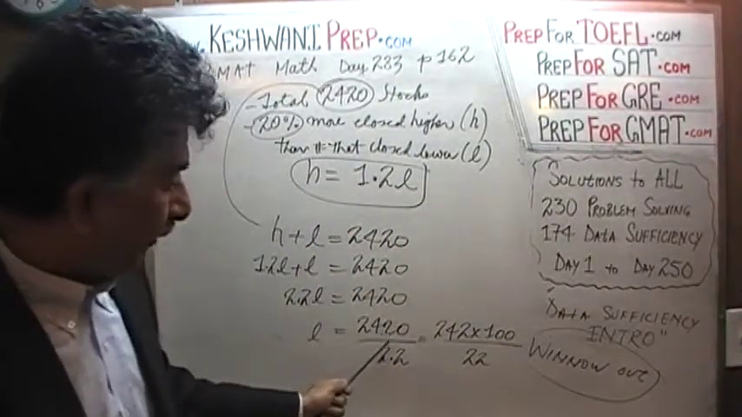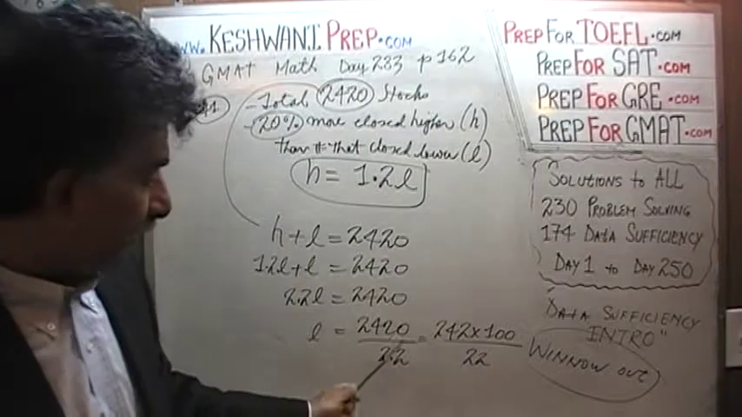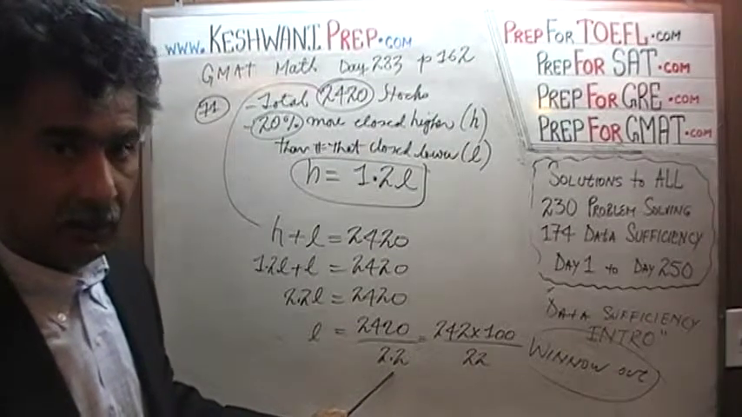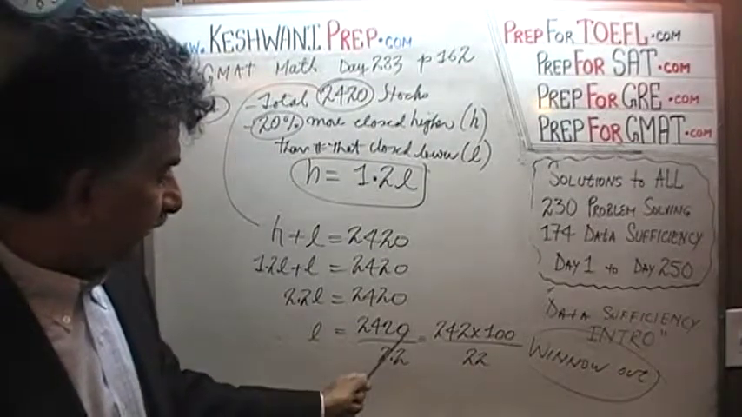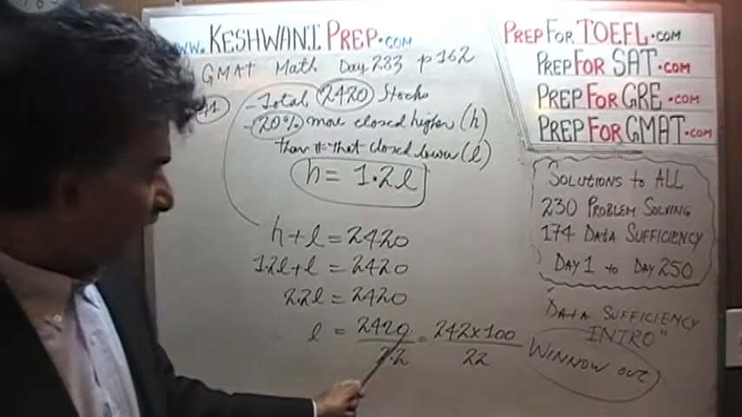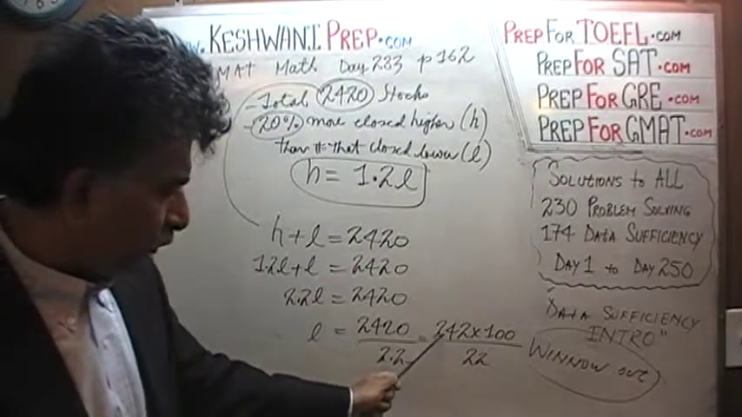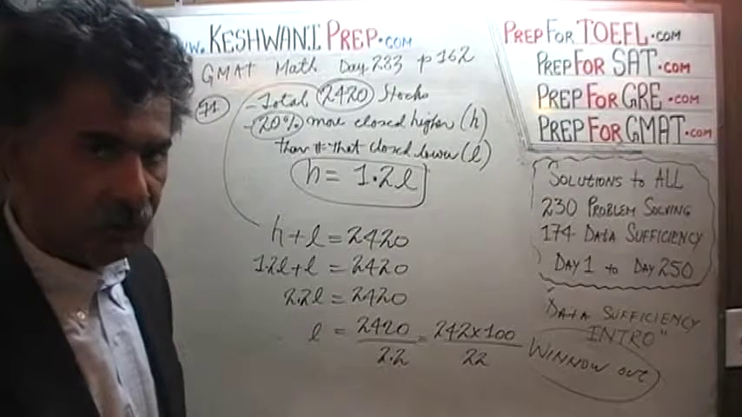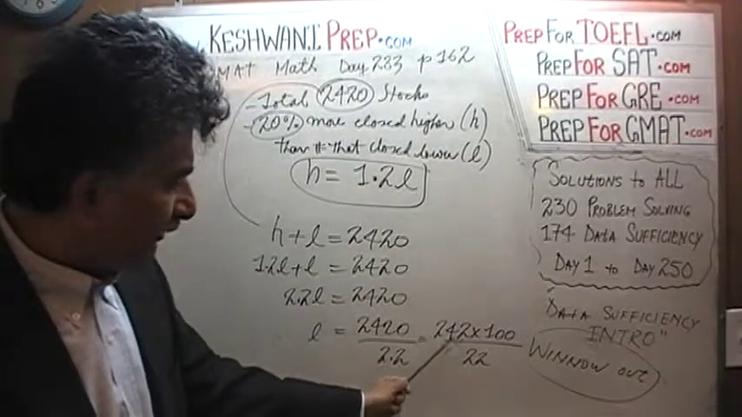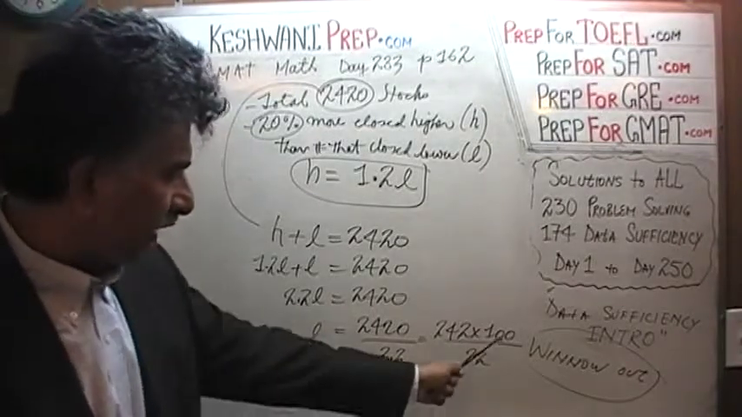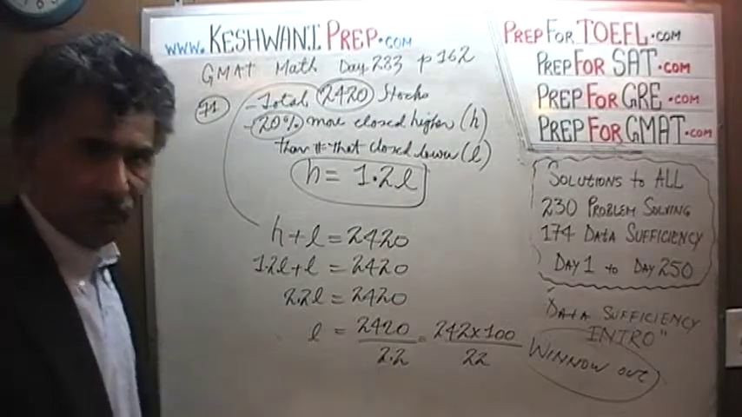I multiply the top and bottom by 10, and when you multiply top and bottom by 10, you end up with one more zero. But instead of leaving everything together, I broke it up: 242 times 100. You will see in a second why. It's easier to divide this number by 22 instead of worrying about the 100 there. So let's do it.